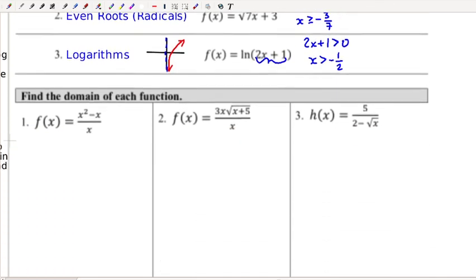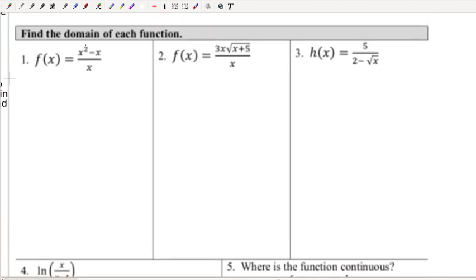So here we go with some actual examples. This first one is the first case of a denominator, and I need my denominator to not equal 0. Now, if there's more than just one term in the denominator, I may need to factor this, but in this case, all I'm looking at is x not equal to 0, and that actually is going to determine my whole domain.